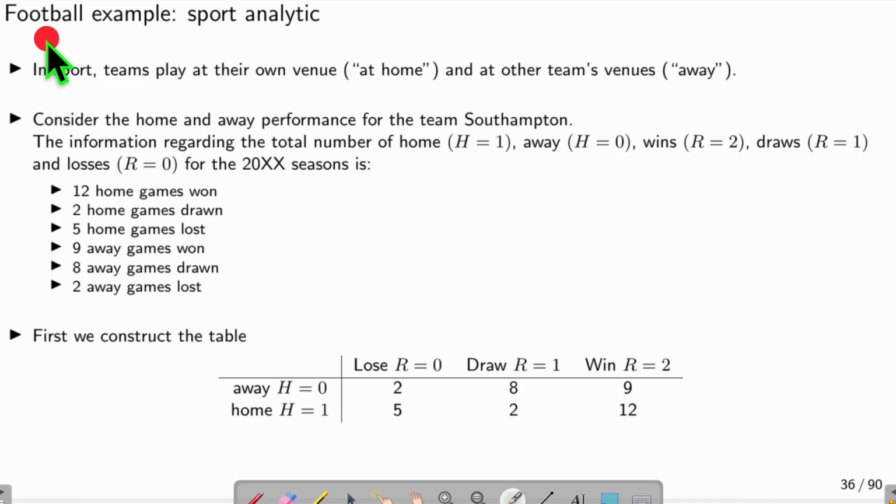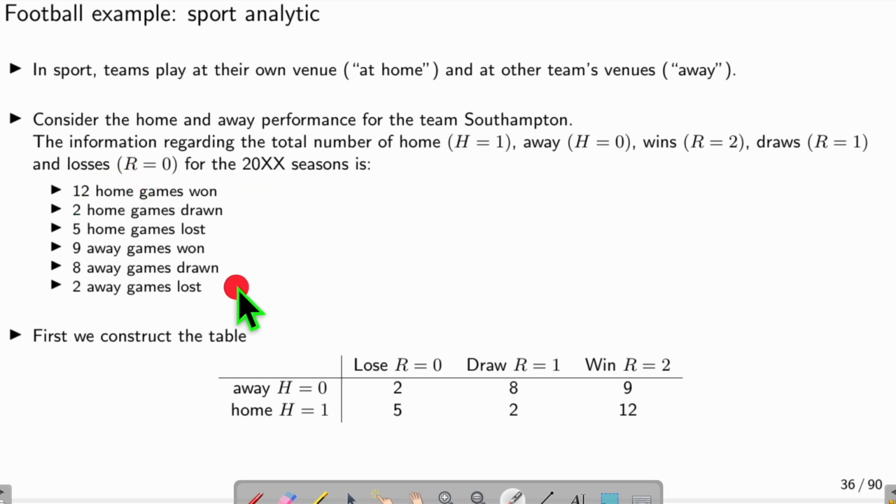So let's use football as an example. Teams play at their home venue, that means at home, and also play at other teams' venue, that means away. So suppose we consider the home and away performance of football club Southampton, okay? The information regarding the total number of home play and away: home is H1, away means H0. Suppose win, then it will get 2 marks, and then draw means 1 mark, and lose means no marks, okay?